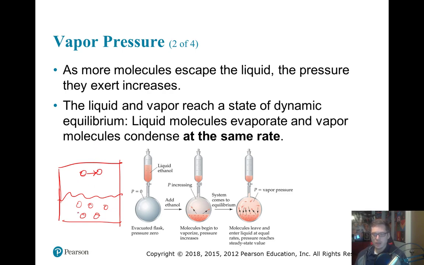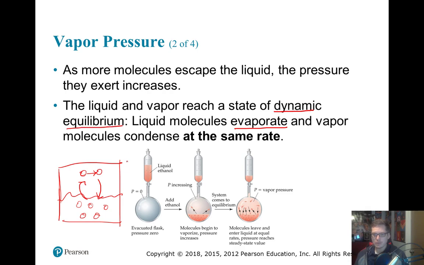And so the ones down here that have enough energy to escape, they would evaporate, and then the ones up here that slow down, that no longer have enough kinetic energy to break those intermolecular forces, they would condense. And eventually, if you let it sit long enough, and it doesn't take terribly long, you would reach a point where both the condensation and the evaporation are occurring at equal rates. You get this cycle going where these two rates are equal to each other. And when that occurs, we call it dynamic equilibrium.